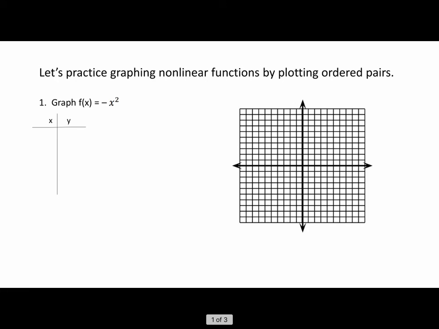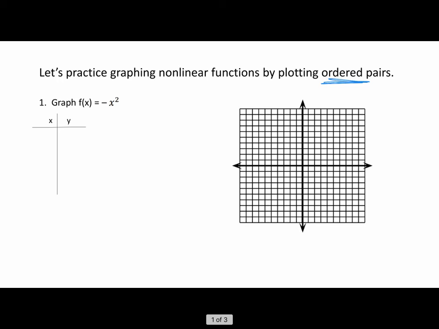So in this section, we want to practice graphing nonlinear functions by just plotting some ordered pairs. And that'll give us a good idea of what the shape looks like, which we'll memorize in the next section. So our first example, graph f of x equals negative x squared.